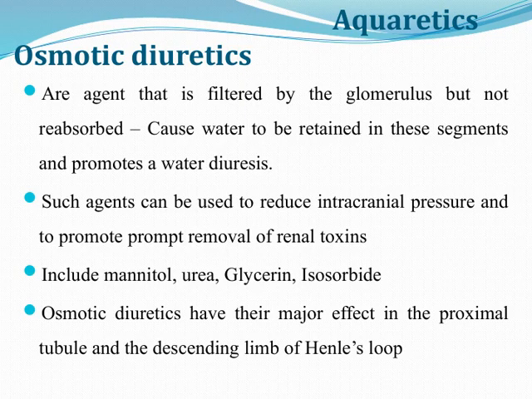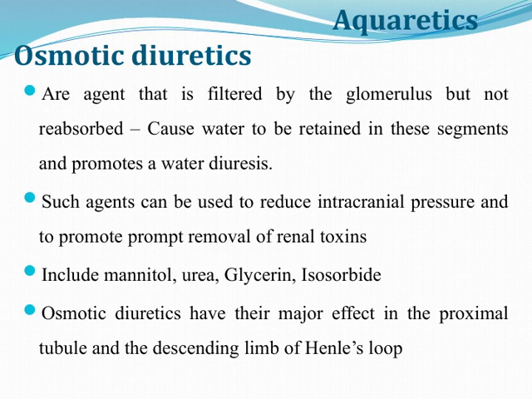Let's talk about aquaretics, specifically osmotic diuretics. These are agents that are filtered by the glomerulus, but importantly, they are not reabsorbed as the filtrate moves through the nephron. Because of this, they cause water to stay in those segments of the nephron and promote a water diuresis. This mechanism makes them particularly useful in situations where we need to reduce intracranial pressure or help quickly remove renal toxins. Some common osmotic diuretics include mannitol, urea, glycerin, and isosorbide.